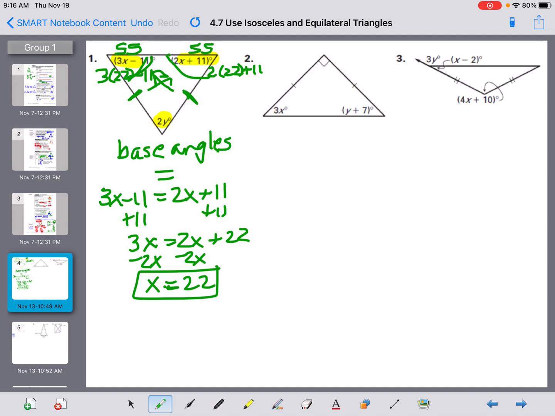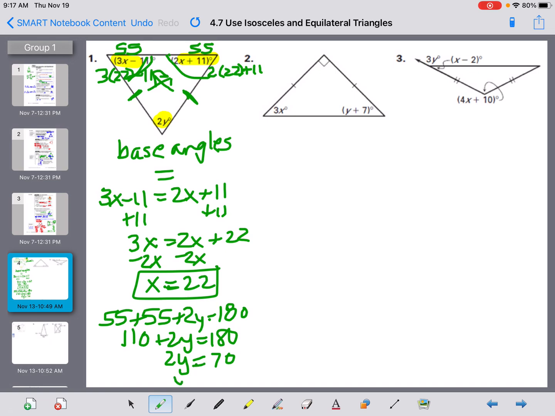All right, now I can add my angles together. I can say 55 plus 55 plus 2y equals 180. That gives me 110 plus 2y equals 180. Subtract 110, 2y equals 70, and y equals 35. Okay, so using my rules, but plugging back in, things like that. So a mixture of my rules.